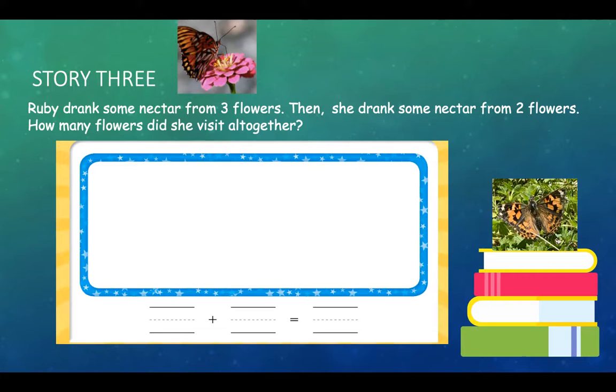So Ruby drank some nectar from 3 flowers. Okay, 3. I'm going to go and write 3, and I'm going to draw quickly. 1, 2, 3. Here's our 3. And then it says she drank nectar from 2 flowers. So 1, 2. Did you get it?